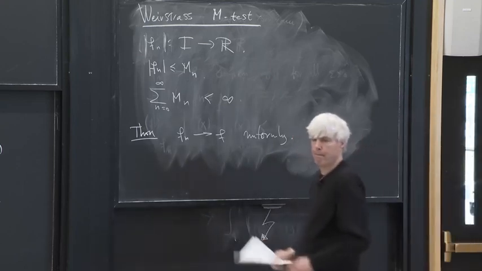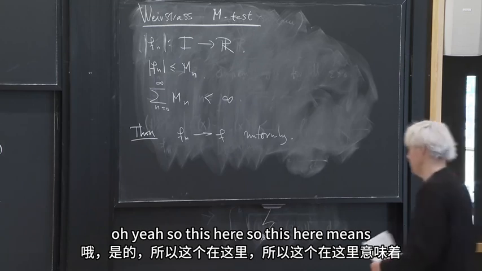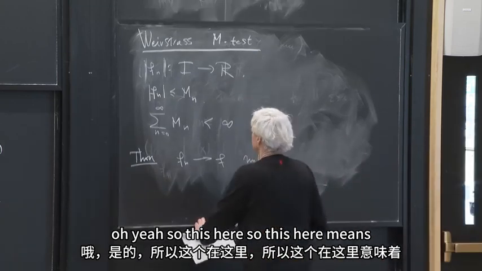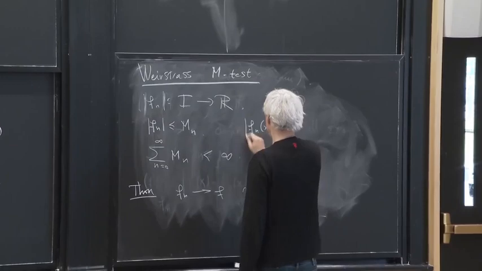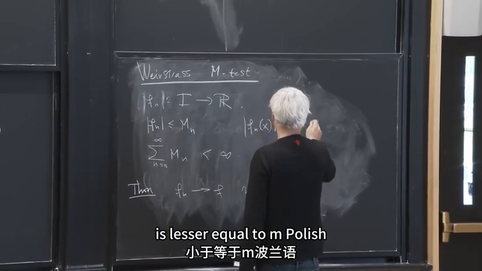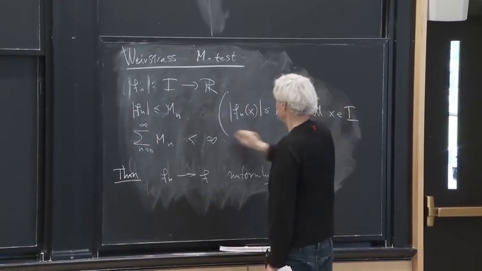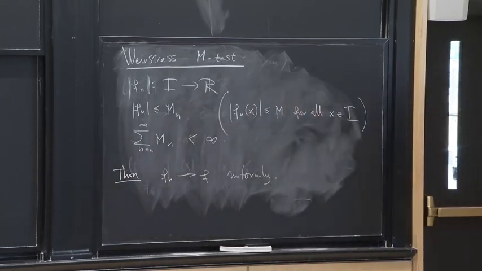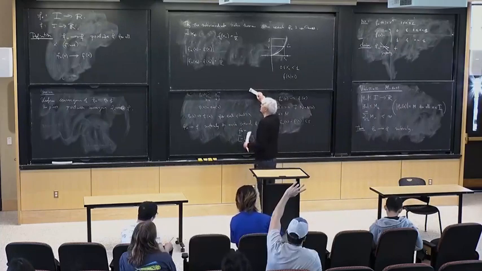Oh yeah, this here just means that f_n of x is less or equal to M_n for all x. That's quite commonly used notation. Okay, so let's try to prove that.